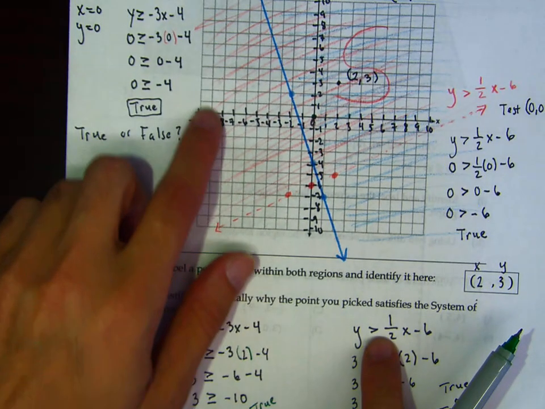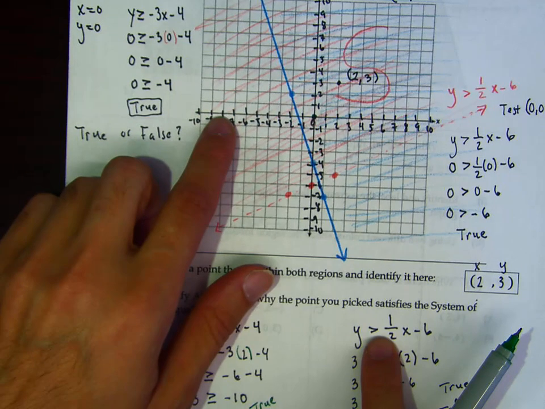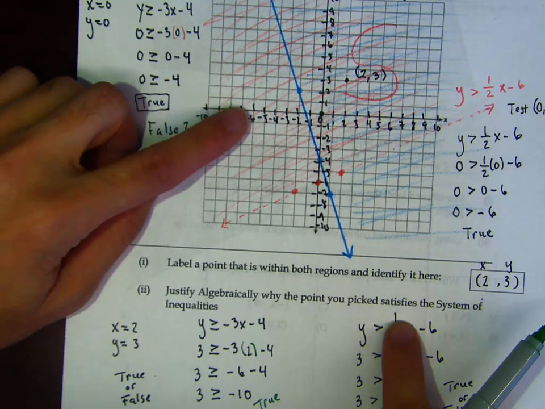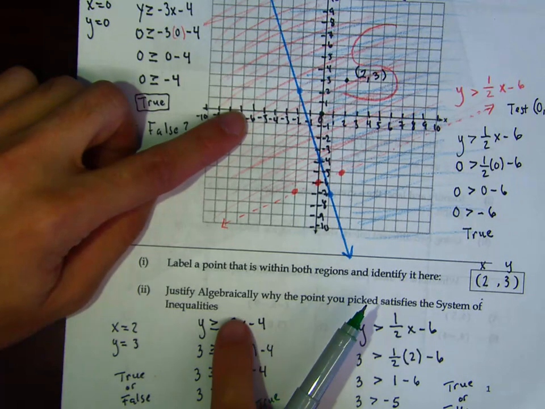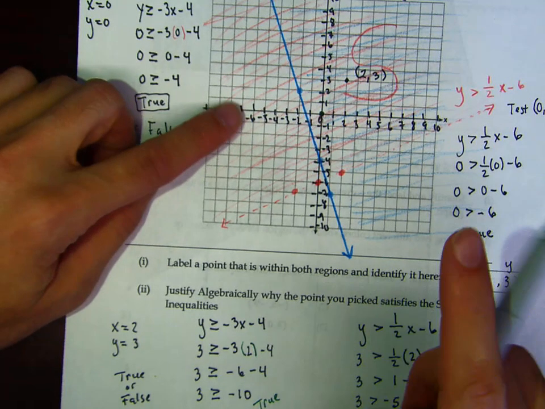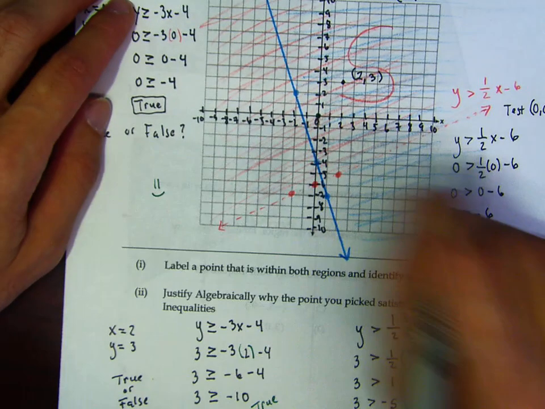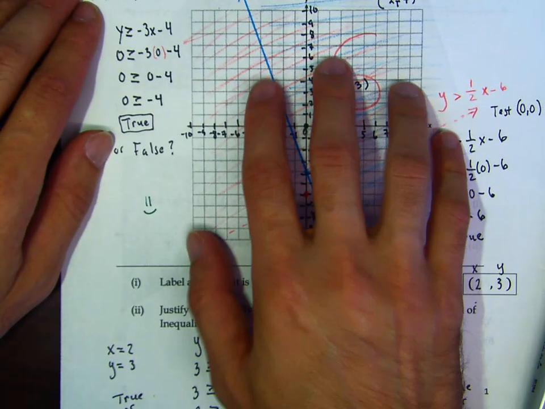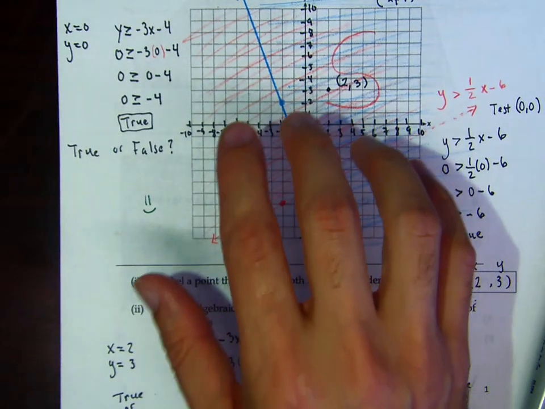If I plug in a point over here that's in red, and remember the red is this inequality, do you think it would be true over here? You could test it, but it won't be. And that's the lesson for today. I'm going to give you one question that's similar to this, and you've got to try it on your own. Let's go.